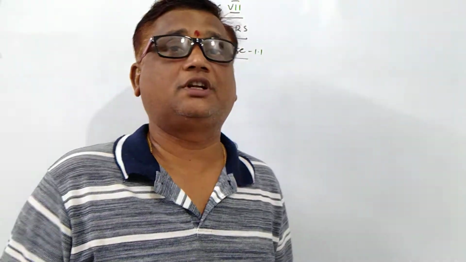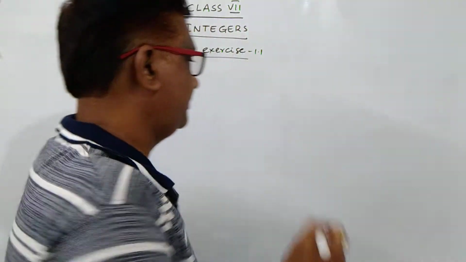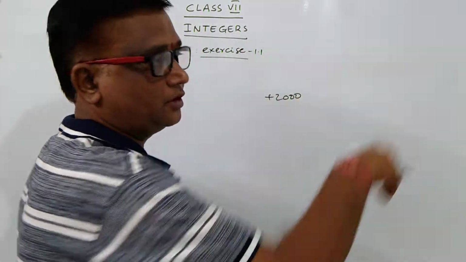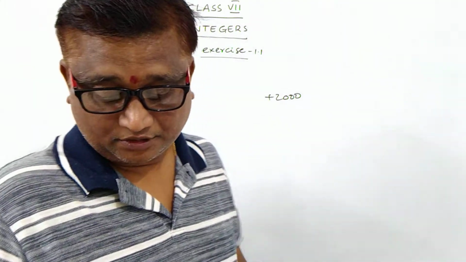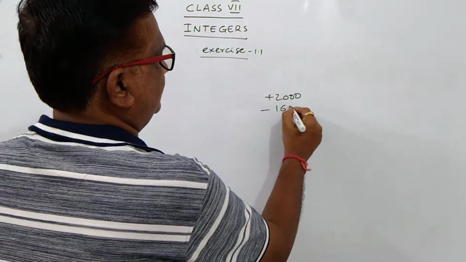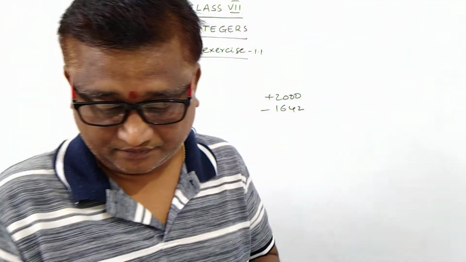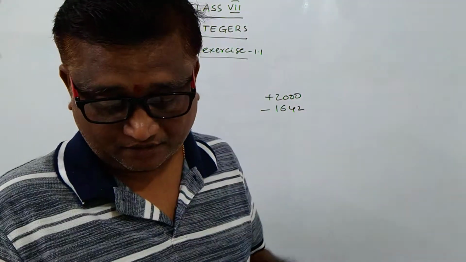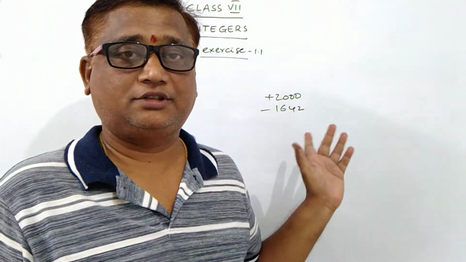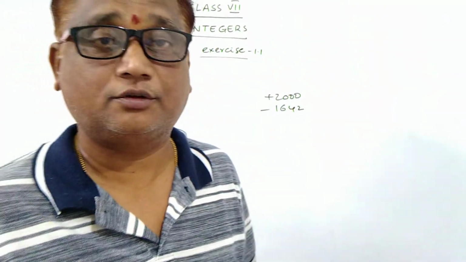Next one is, Mohan deposits 2000 rupees in a bank account, withdraws rupees 1642. Withdraw means negative. So on the next day, if withdrawal amount from the account is represented by negative integer, then how will you represent the amount deposited? Deposit amount is positive. So plus 2000. Withdraw negative, so minus 1642. So next, what is the balance? So subtract it. You can get the answer. Okay, this is the fifth question.